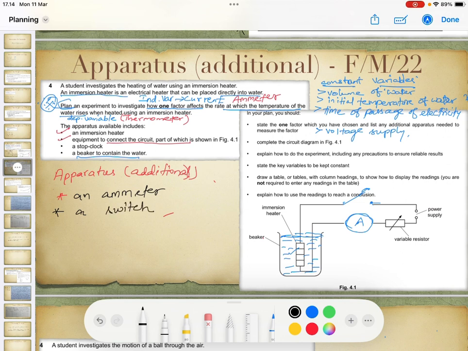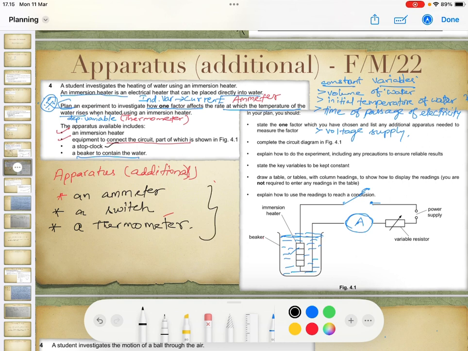and what are the other apparatus given here? A stop clock, but not the thermometer. So you need a thermometer because you are going to measure the temperature, right? So you need a thermometer. And do you need anything else that is essential in performing this experiment? I think that's all, right? So these are the additional apparatus required.